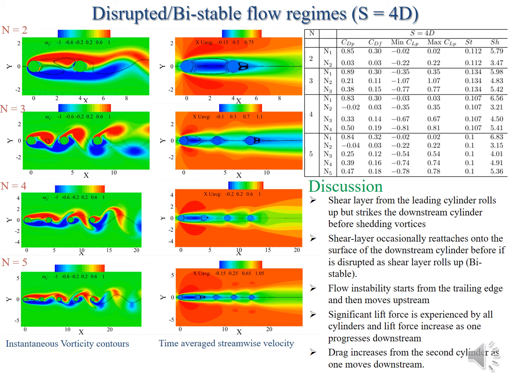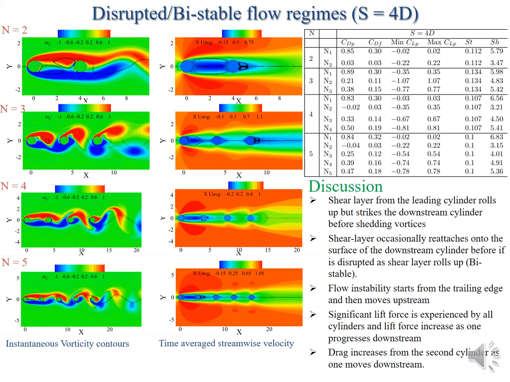If we increase the gap ratio to 4, we now have a disrupted or bistable flow regime. In this flow regime, vortices form from the upstream cylinder, but they don't shed. They strike the downstream cylinder before they shed. Hence, they mix with the vortices from the downstream cylinder and shed as one. So in most cases, we don't have noticeable shedding from the upstream cylinder, but we have noticeable shedding from the downstream cylinder. And that goes on as you increase the number of cylinders in the domain.